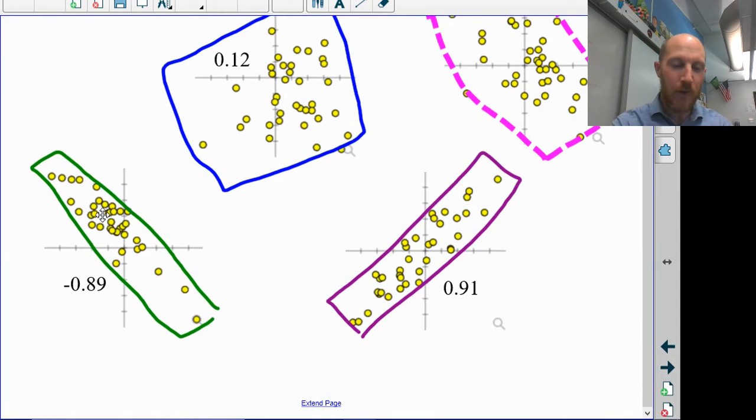Right? There's still some spread. If I look at the rectangle, there's definitely some width to the rectangle. It's not a perfect straight line, but the relationship, the pattern, the trend, definitely on this green one is going downhill, and it's pretty tight. The width of the rectangle is pretty narrow, and the same thing for this purple one, going uphill this time, but the width of the rectangle is really pretty narrow compared to its length.